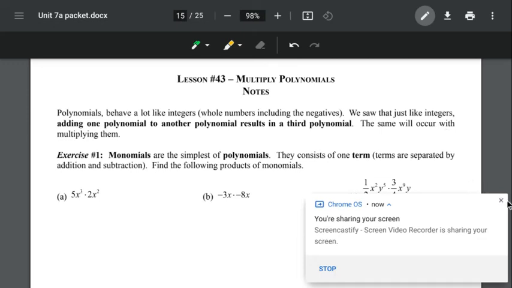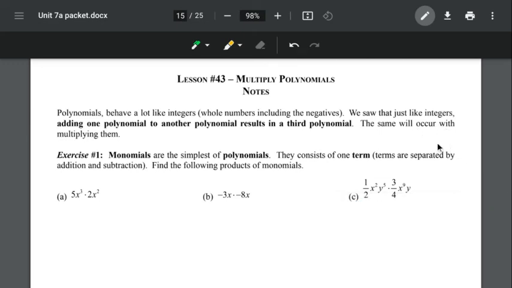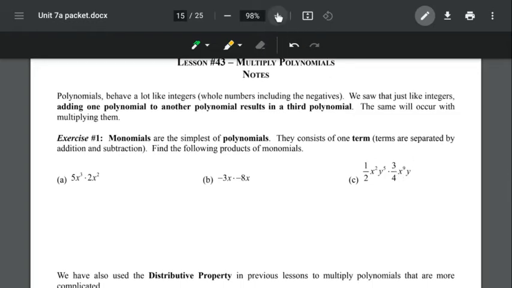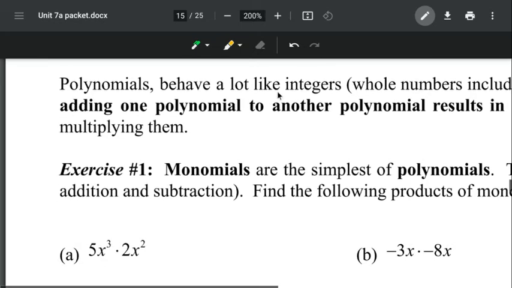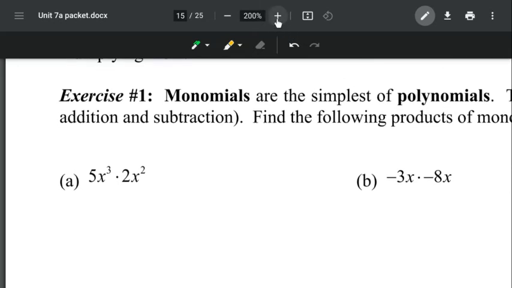So today we're doing lesson 43. We're doing more multiplying, but it's not just monomials. We were working on monomials before, remember. Those are one term. So I'm zooming way in because these are tiny problems.